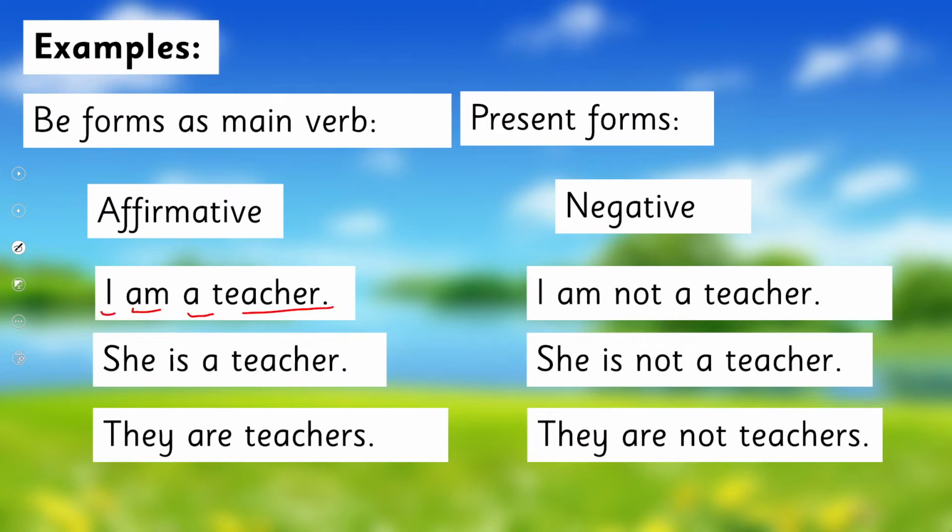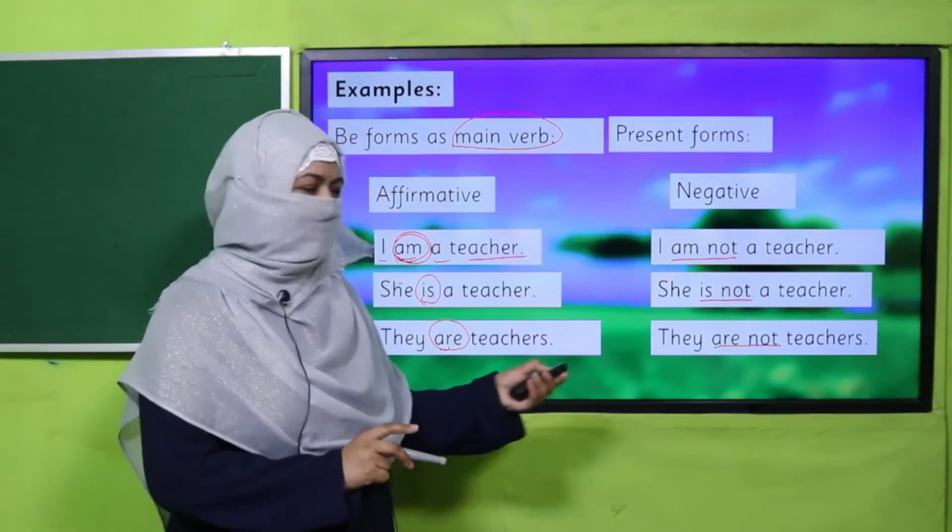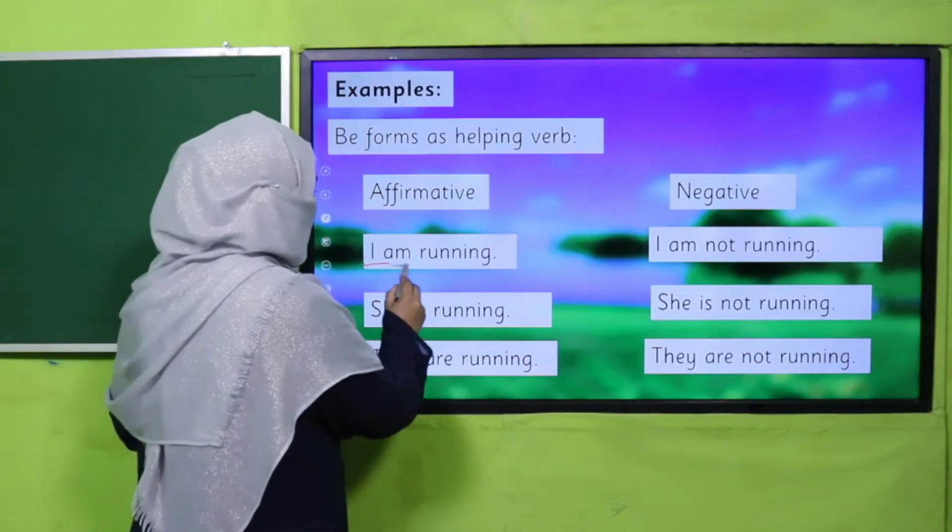I am a teacher. So here this am is a verb. It's the main verb. So this is the main verb category of be form. And I am not a teacher. She is a teacher. She is not a teacher. They are teachers. They are not teachers. This is how be form is used as main verb. Is, are, am. And if we want to use it in negative, we will say is not, am not, are not. Right? Okay.